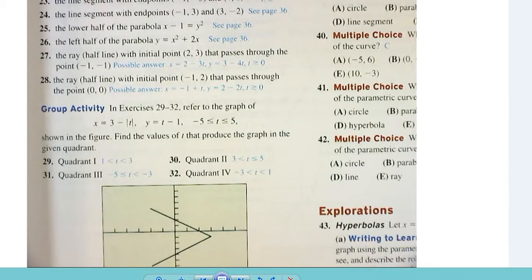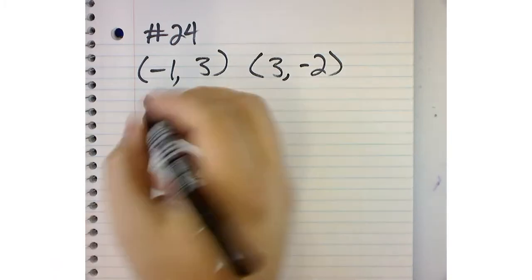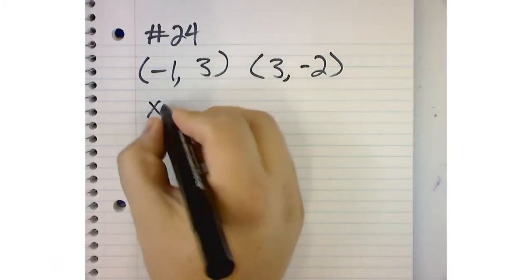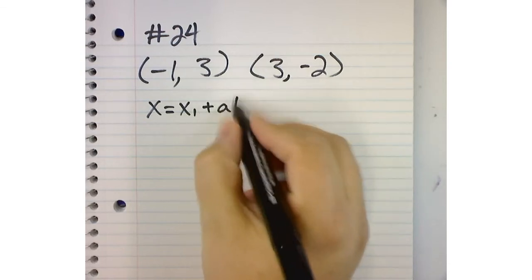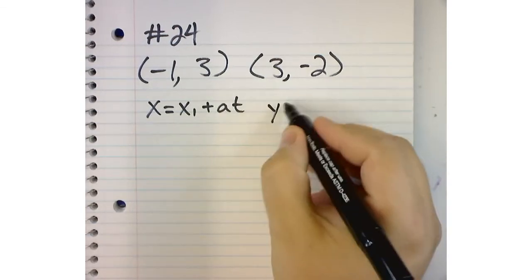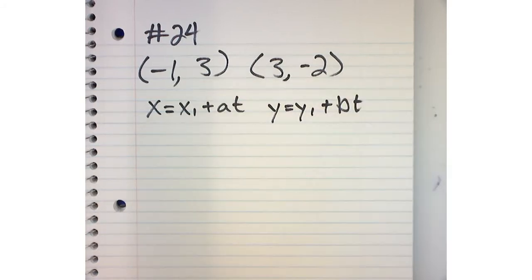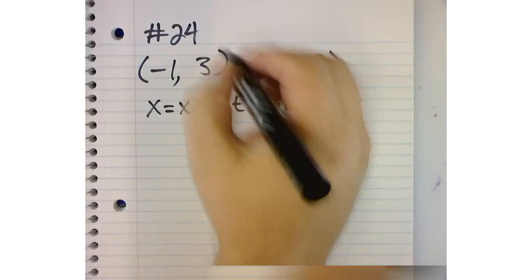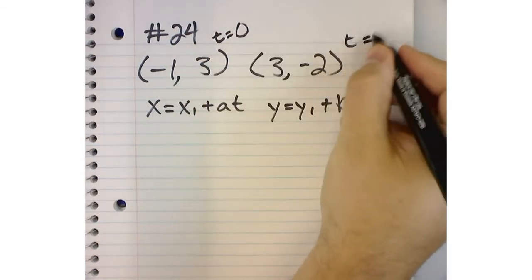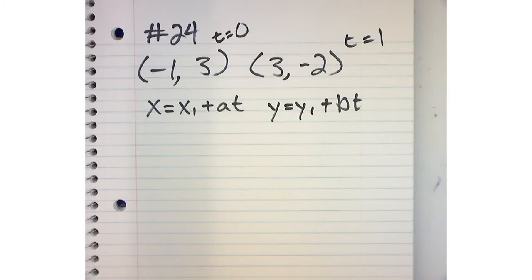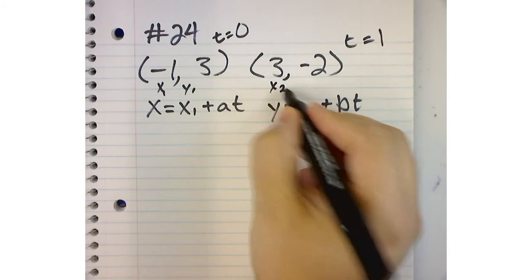What we need to do is start by saying x is equal to x sub 1 plus a times t, and y is equal to y sub 1 plus b times t. We make the assumption that the first point starts when t equals 0 and the second point starts when t equals 1. So this would be my x sub 1, y sub 1, and this would be my x sub 2, y sub 2.